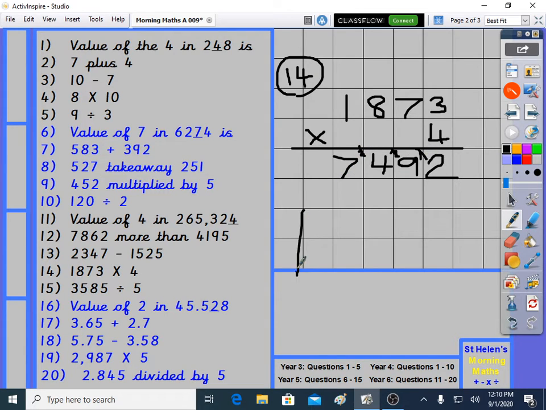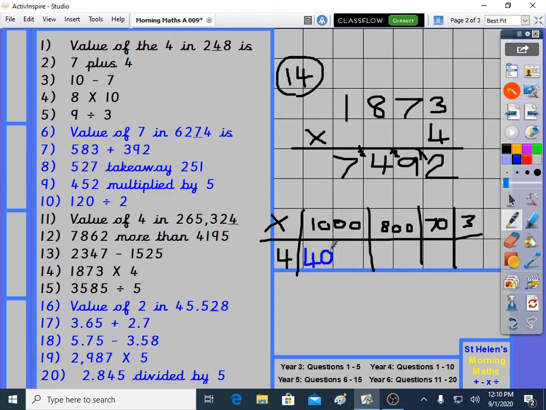So I don't know if it's right. I could do the grid method to tell me if it's right. So split up into 1,870, lost the number, 3. Multiplying that by 4. Let's see, 4 times 1 in here is 4, 3 zeros. Obviously 4 times 1000 is 4000. 4 times 8, 32, 2 zeros to place. 4 times 7, 28, 1 zero to place. And 4 times 3 is 12. So that should all add up to this, if this was right.